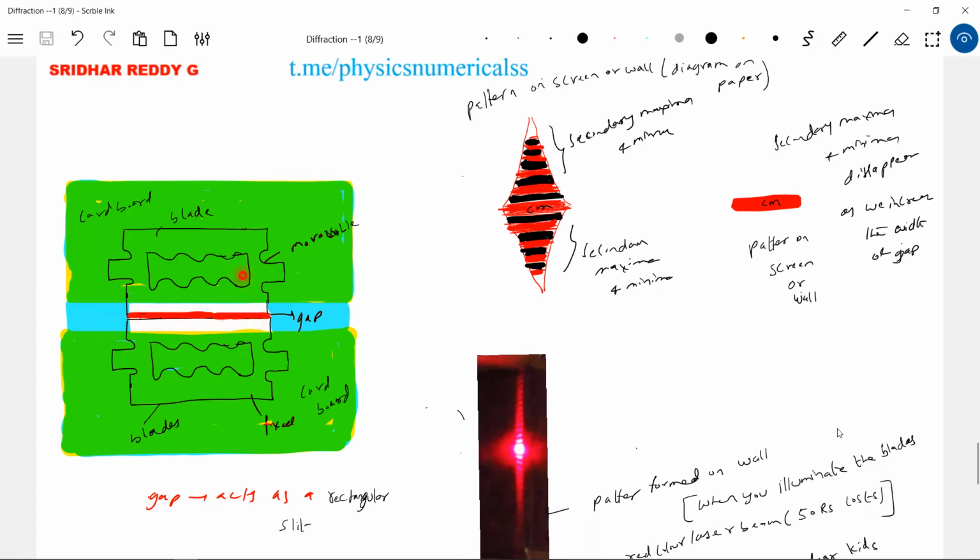You illuminate these two blades, eliminating this gap, with a red laser beam of light. What do you expect the pattern to be? The pattern on the wall.